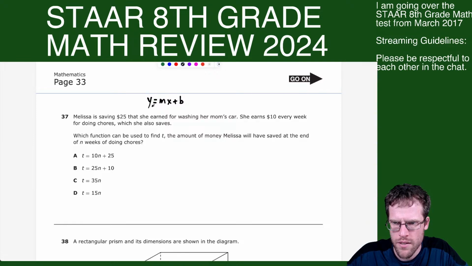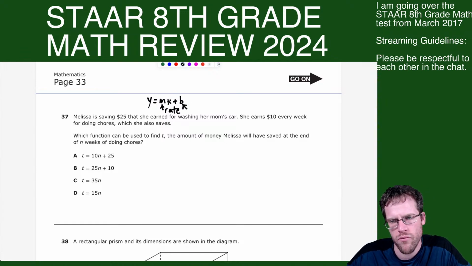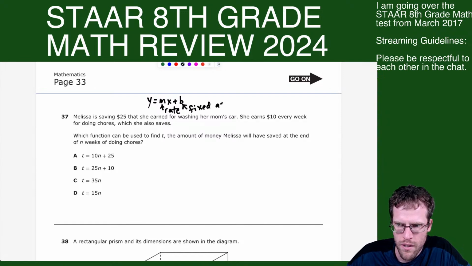So in the context of word problems, m is the rate. On a graph, m is the slope, but in word problems, m is the rate of change. Technically, on a graph of a line the slope is the rate of change, but I just look for that idea in the word problem. And b is the fixed amount or initial amount.